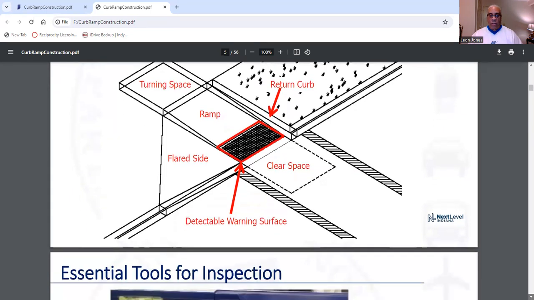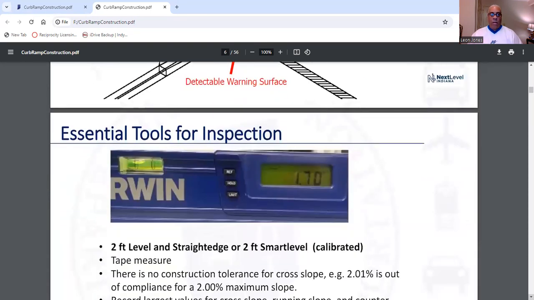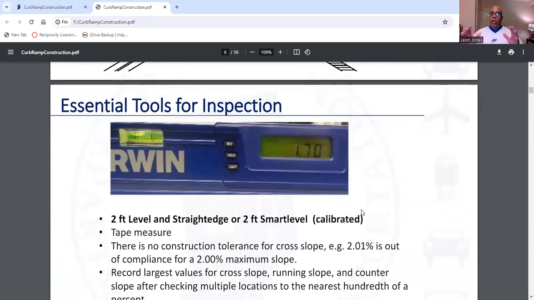Now, that's one version. Okay, now, you must have tools for inspection. And right here, this is what we call a smart level. It's got a bubble, and I have a smart level. Now, what you get here, that's your percent. Now, let me be very clear when you go out here and inspect ramps with the smart level. Number one, there are two types of smart levels. Now, the specifications call for a 2-foot smart level, not a 4-foot smart level.